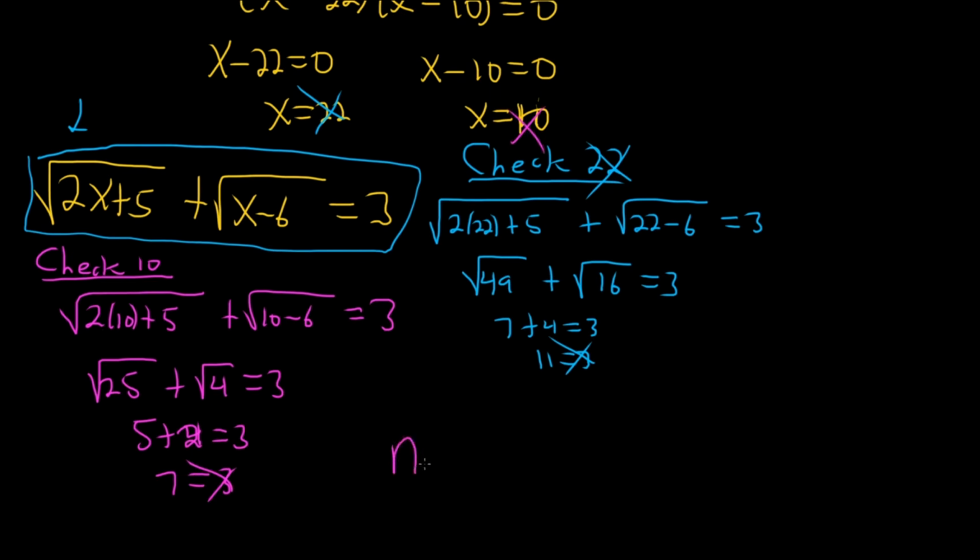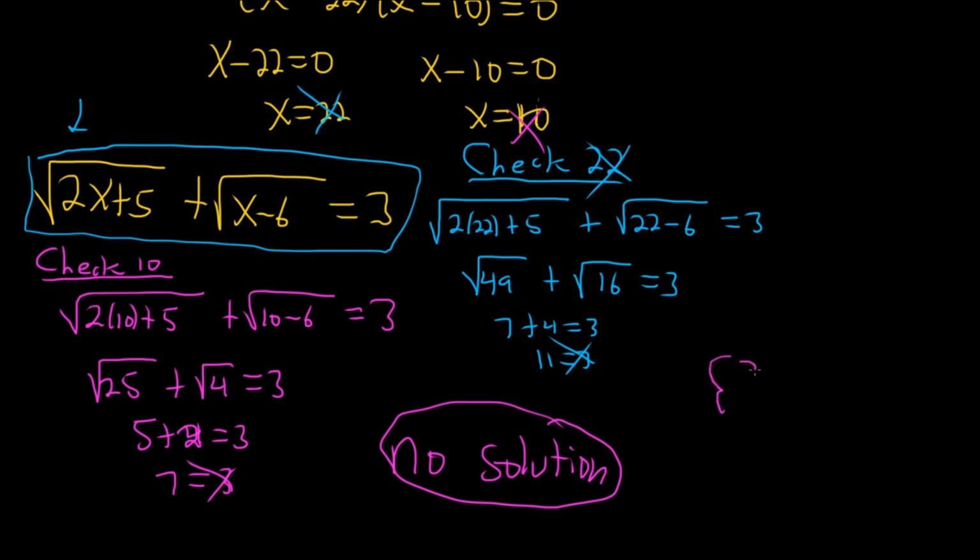Well, that means we have no answers. So the answer is no solution. So there is no solution to this problem. If you're looking for the solution set, like if the question is asking you for that, it would be this set here. This set here is called the empty set, and it's called the empty set because it's empty. There's nothing in it. It's the set with no solutions. The symbol that we use in math for the empty set is this one.